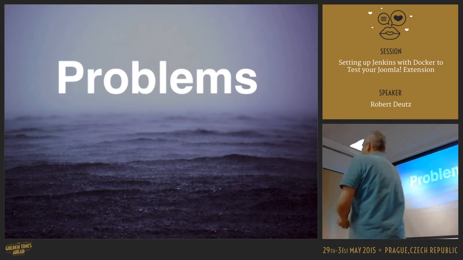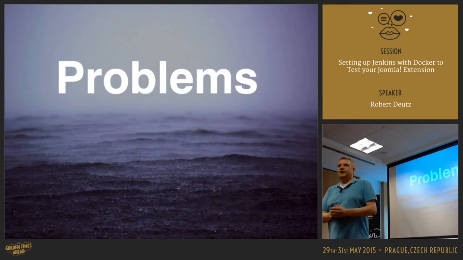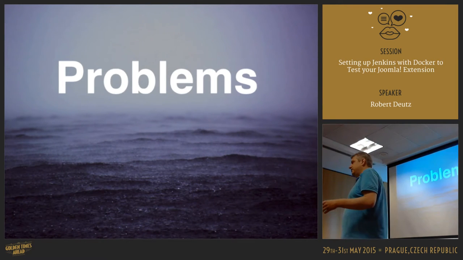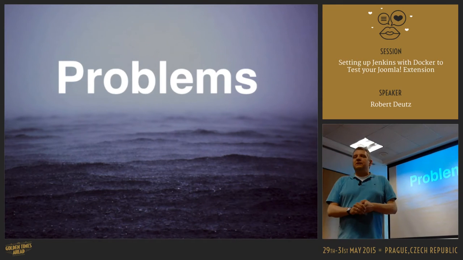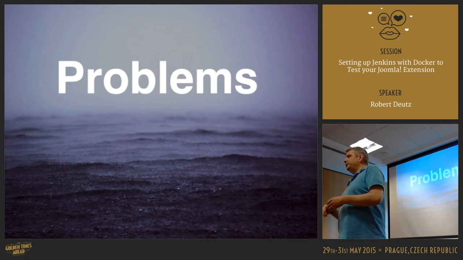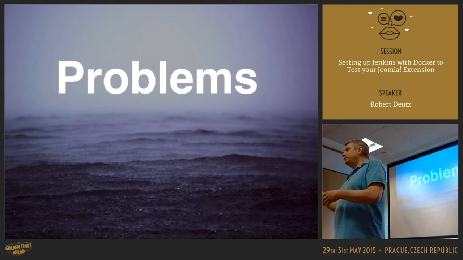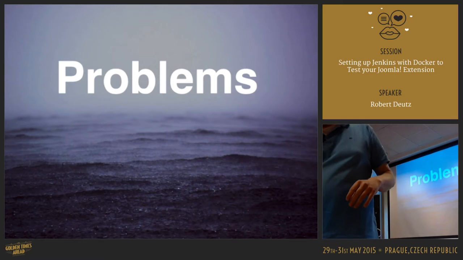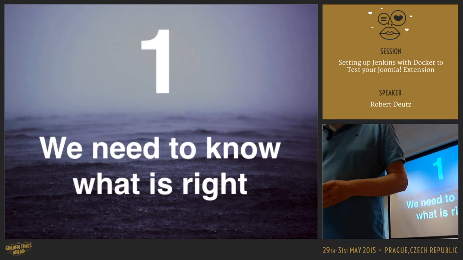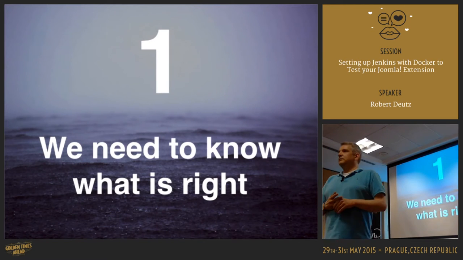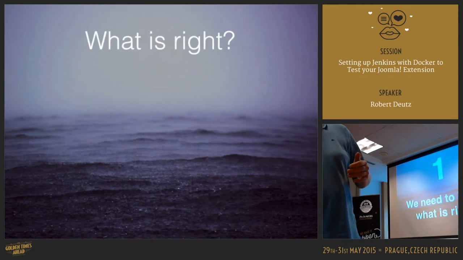There are a couple of problems we can run into. It's software development. You have 1,000 possibilities to run into problems. And I will list a few, to allow you not to run into these problems and to skip all the bad parts and thinking. So the first problem is we need to know what is right.